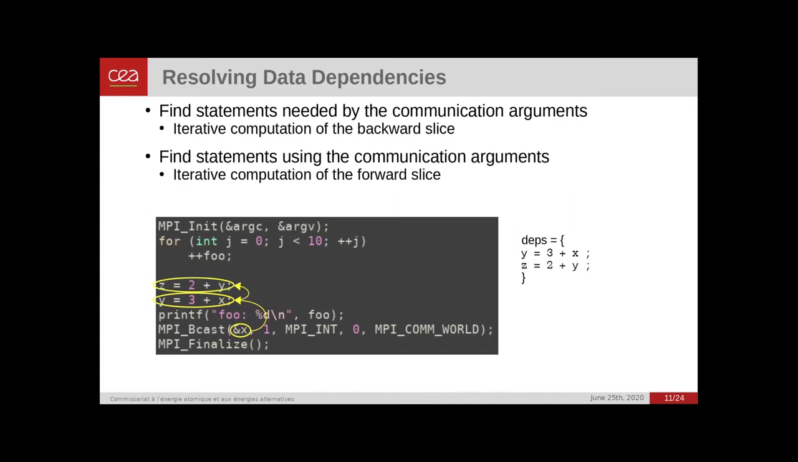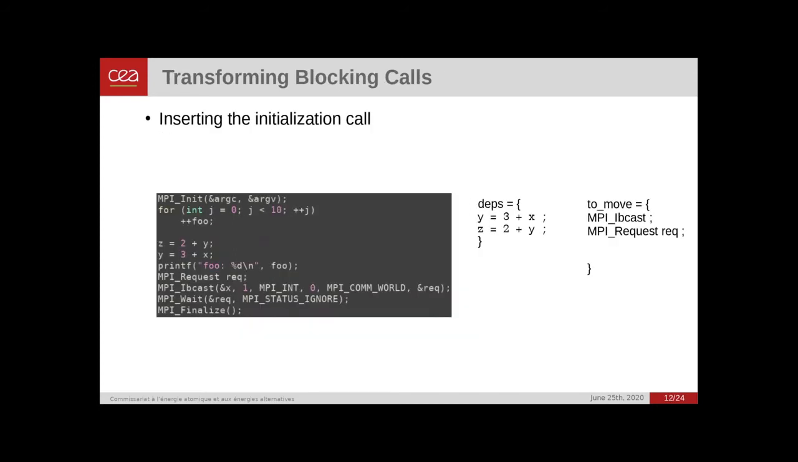So we end up with that z equal to 2 plus y statement because it needs the value of y as it was before that statement here. And this is why it is added to the dependency list, in order to preserve the execution order of the dependencies. And now we have our updated dependency list. And now we can apply our transformation. So it is the same example as before. We have transformed our blocking code into its non-blocking form, and we are going to visit the preceding statement.